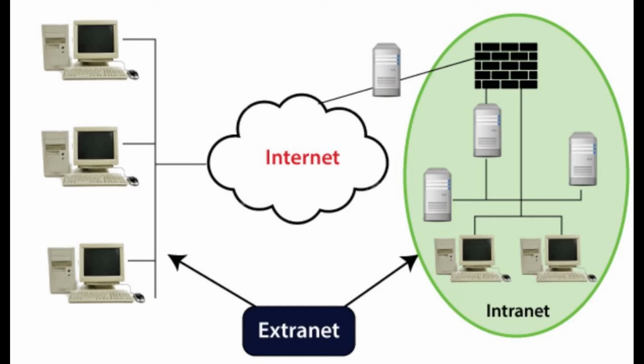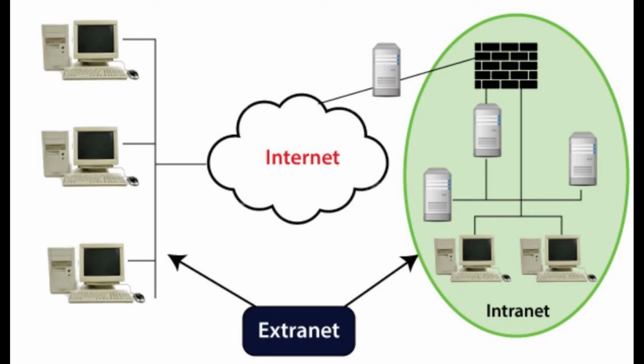WAN technologies generally function at the lower three layers of the OSI model: the physical layer, the data link layer, and the network layer. An enterprise private network is a network that a single organization builds to interconnect its office locations, example production sites, head offices, remote offices, shops, so they can share computer resources.